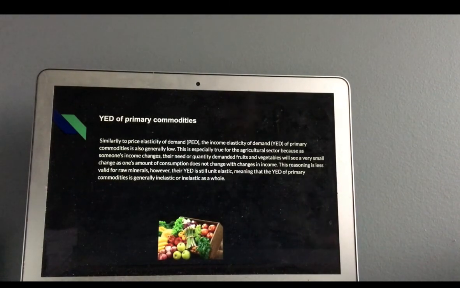For YED, or income elasticity of demand, of primary commodities, similarly to price elasticity of demand, the income elasticity of demand of primary commodities is also generally low. This is especially true for the agricultural sector, because as someone's income changes, their quantity demanded for fruits and vegetables will see a very small change, as one's amount of consumption does not change with changes in income. This reasoning is less valid for raw minerals. However, their YED is still inelastic, meaning that the YED of primary commodities is generally inelastic as a whole.